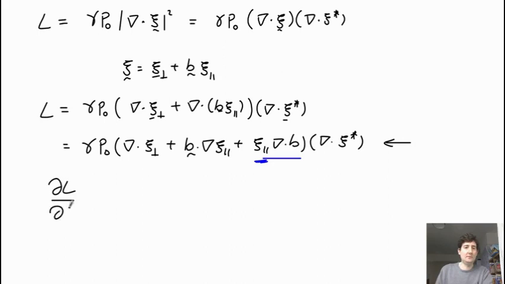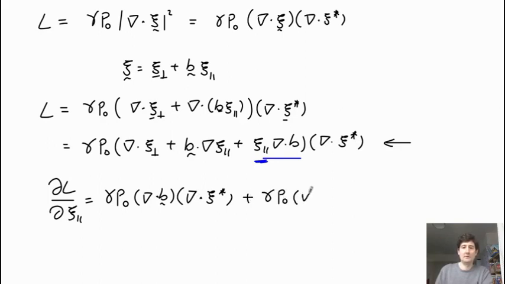So we end up with dL by d psi parallel. All these terms disappear except for this one. So we just have gamma p naught, this term here, and the divergence of psi star. And when you expand this term out here, you'll have the same thing, just complex conjugate. So we'll also have a term which is the divergence of b, and then the divergence of psi.